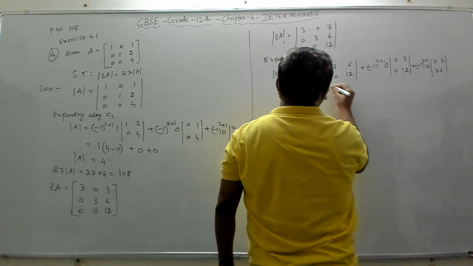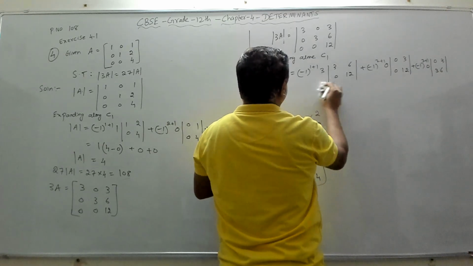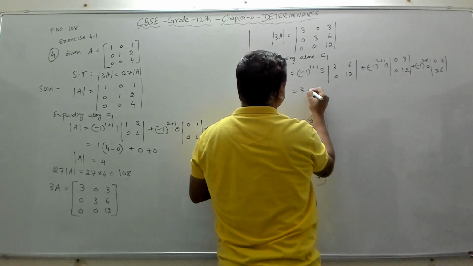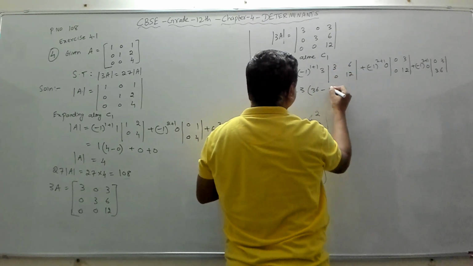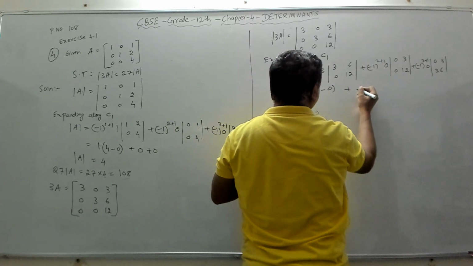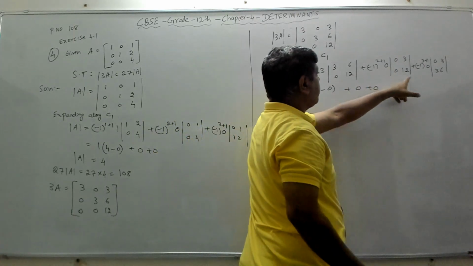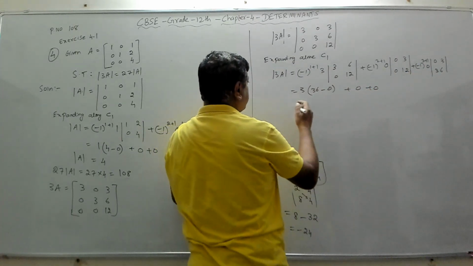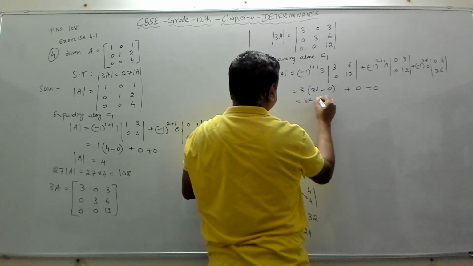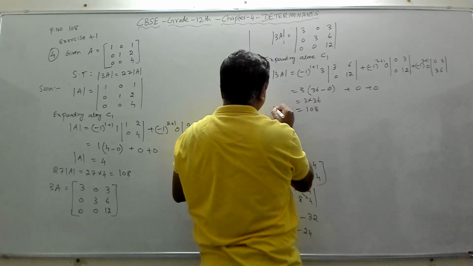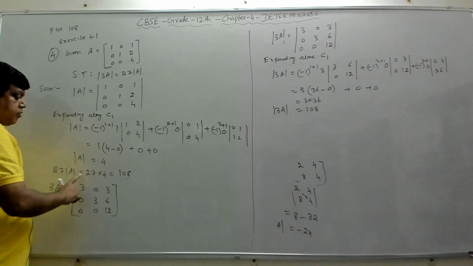We have 3 into 3 twelves are 36, minus 0 into 6 is 0. Then the other terms are 0 anyway, because 0 into anything is 0. So you'll get 3 into 36, which is 108. So your determinant of 3A is also 108, and 27 times determinant of A is also 108.